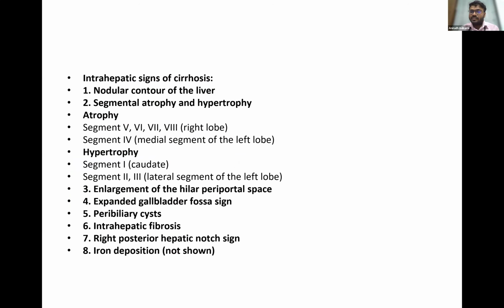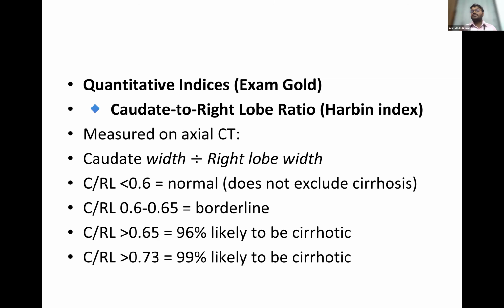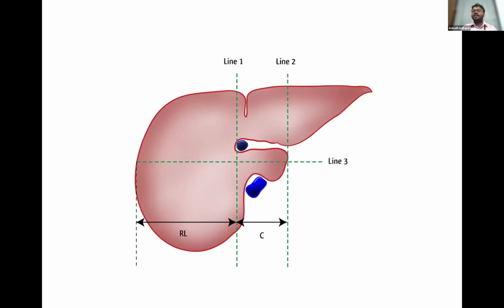We got to know what are the features of liver cirrhosis, other than your regular irregular nodular contour of the liver. We have so many things: atrophy, hypertrophy, enlargement of hilar periportal space, expanded gallbladder fossa, intrahepatic fibrosis, all those things. This is confluent fibrosis. CL, caudate to right lobe ratio more than 0.65.